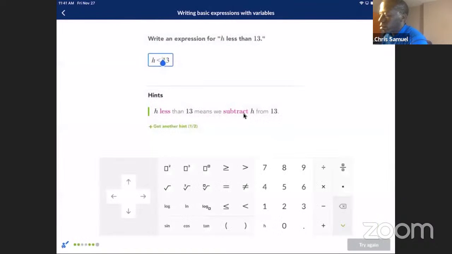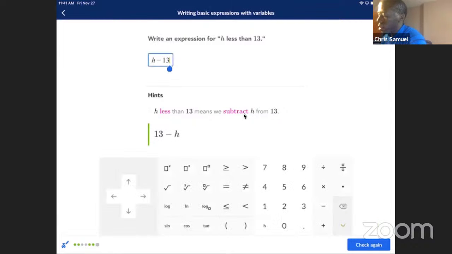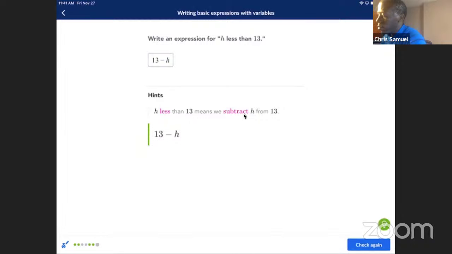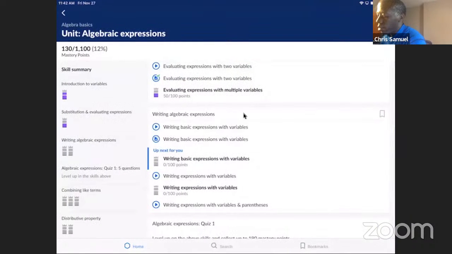All right. So when it says h less than 13, it's the other way around. I was looking at that and thinking, I don't think that's what it is. Good. So now I remember that for the future.